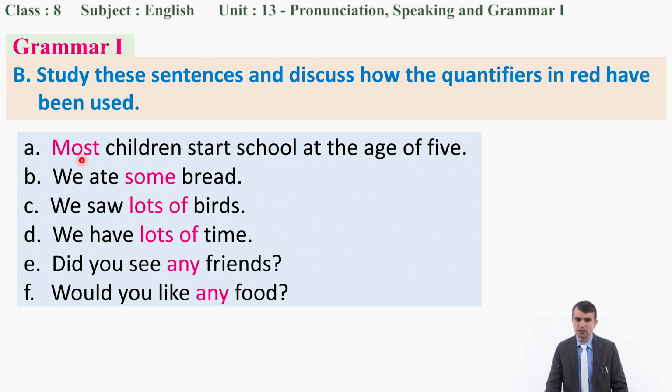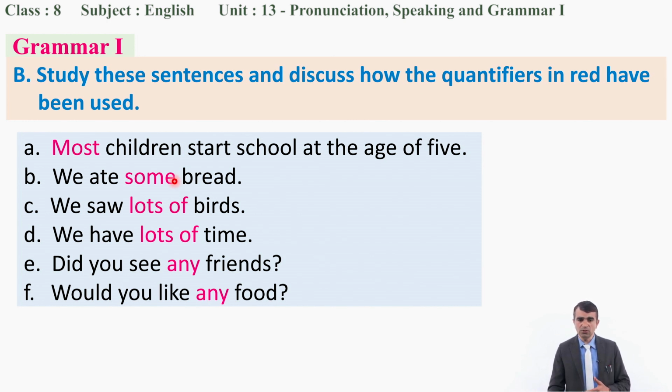Let's see. Sentence A, most children start school at the age of 5. Most children. Next, we ate some bread. Some bread is used here. We saw loads of birds. Loads of birds. D, we have loads of time. Loads of time. E, did you see any friends? Any friends in question form. F, would you like any food? Any food in question.